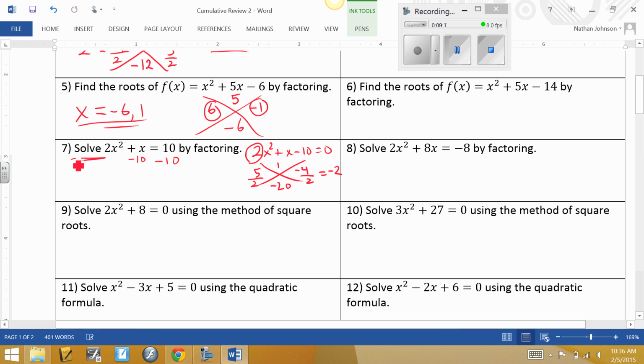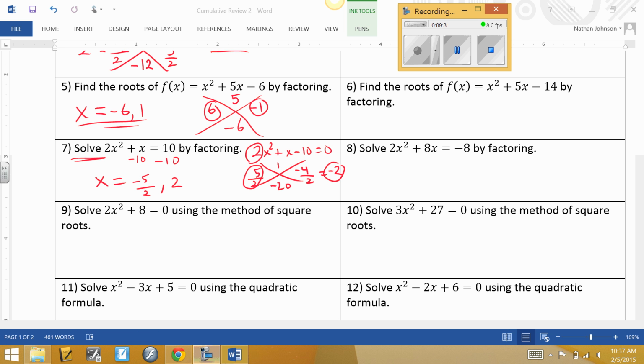So since it's asking me to solve right here, I'm actually looking for the answers. I'm not looking for the factors. Those answers are just the opposites of the numbers on the left and on the right. So negative 5 halves, or you could say a negative 2.5, and a positive 2 will be my solutions. Take a minute to give a shot at problem 8. Remember to get that in standard form before you begin.